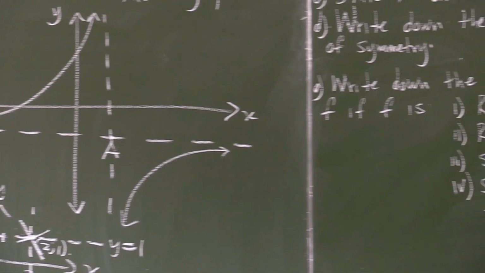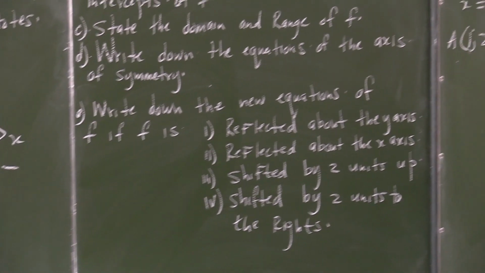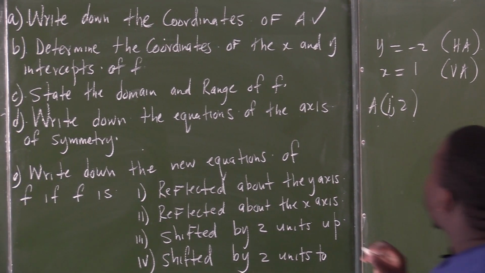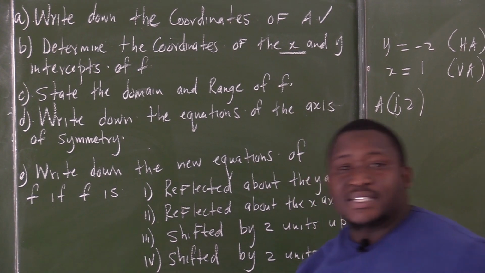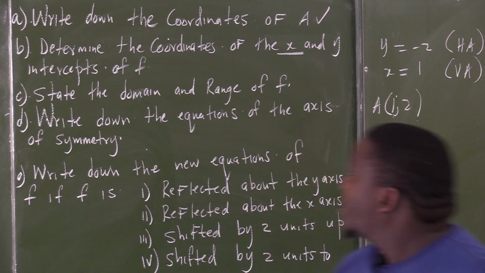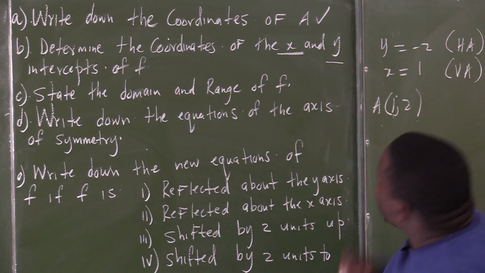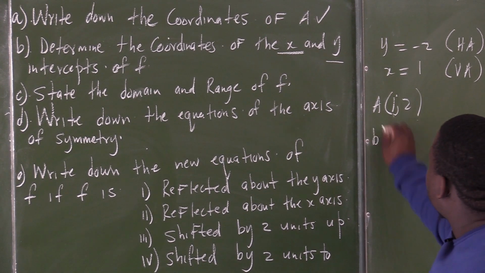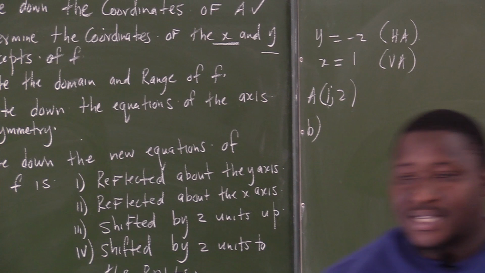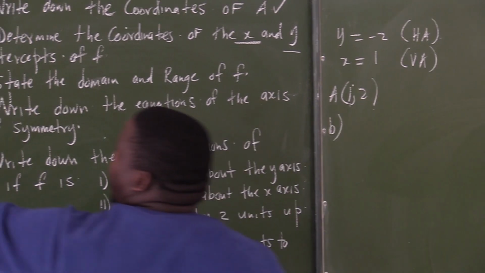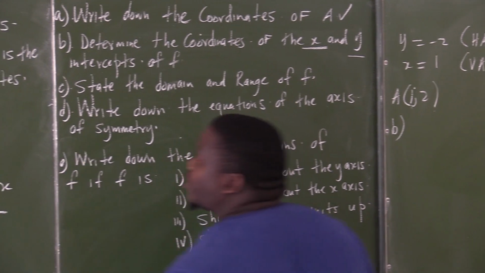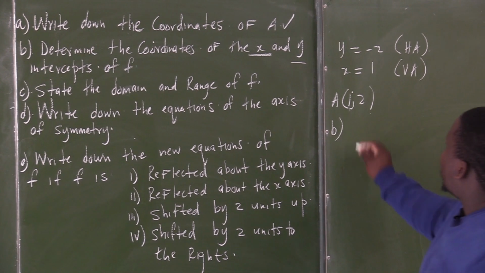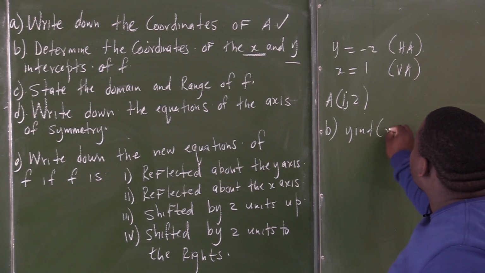Now let's look at the second question. Determine the coordinates of the x and y intercepts of f. Every time the question says find the x-intercept, you always make y 0. Every time the question says find the y-intercept, you always make x 0. So if you look at B here, I am looking for the x and y intercepts, and I know the equation of f. It means I need to go to the equation of f and make x 0 to find the y-intercept.